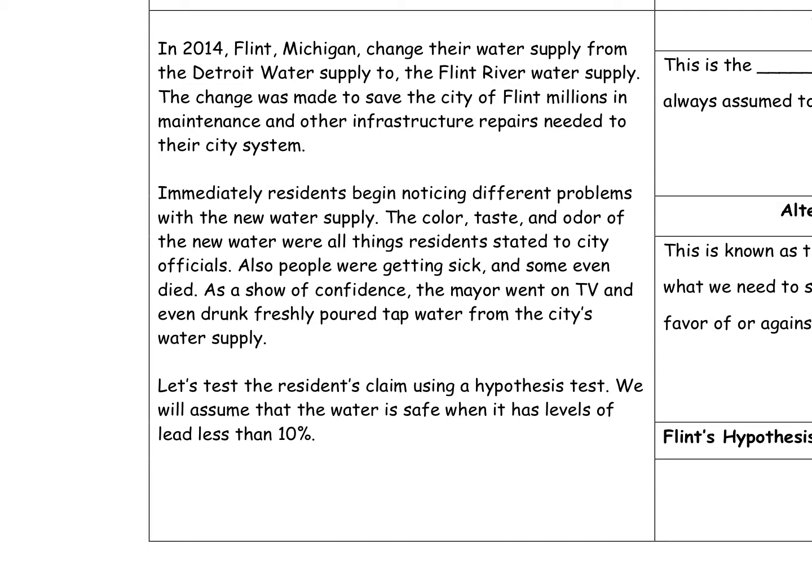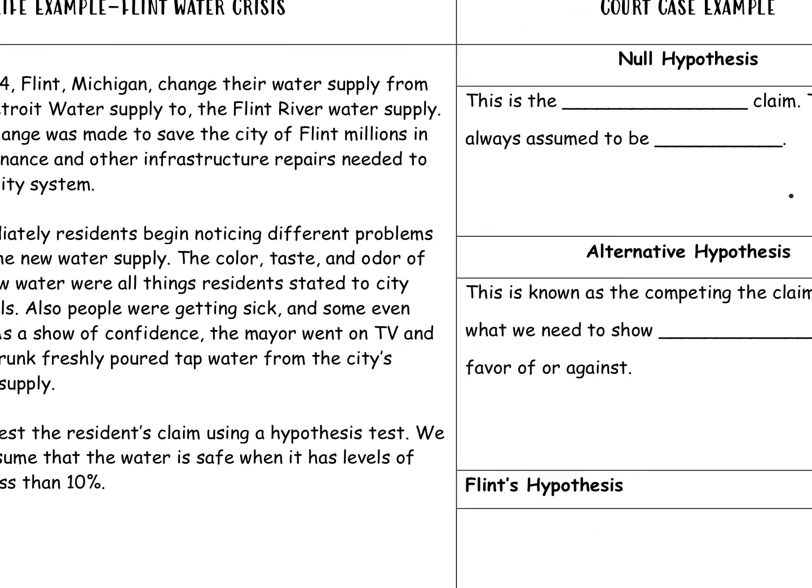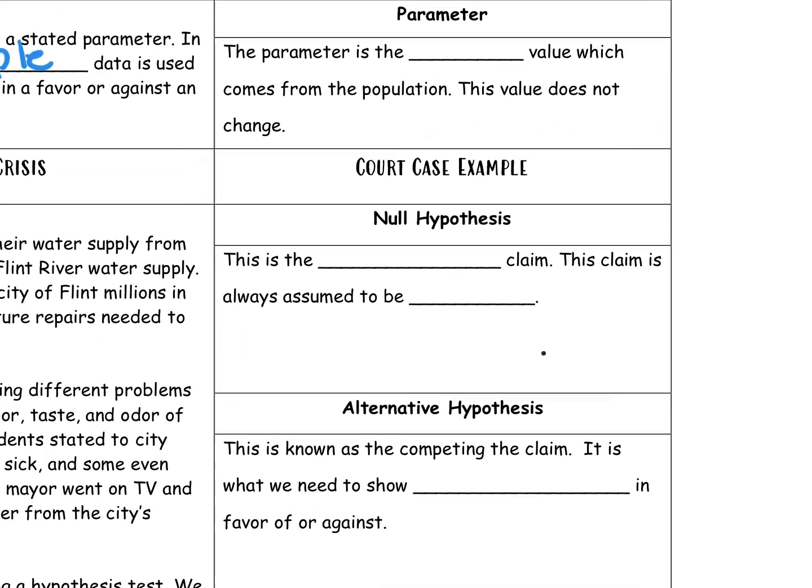But immediately when they started using it, people noticed that the water often smelled funny. It had a different color to it, and it had a very bad taste to it. So if city officials are telling me that the water is safe to drink, and I'm drinking this water, or pouring this water, or smelling this water, I'm not agreeing with what they're saying. So there is an initial claim that's being made. The initial claim here is that the water is safe to drink. And when we talk about that initial claim, we call that the null hypothesis.